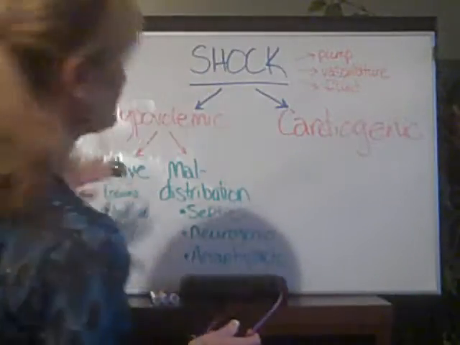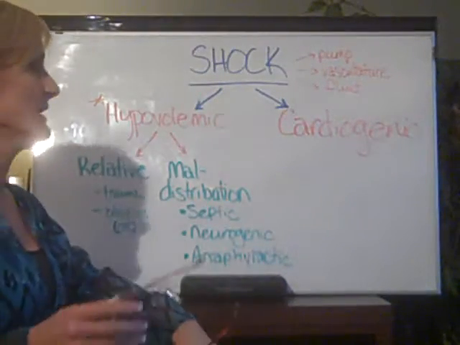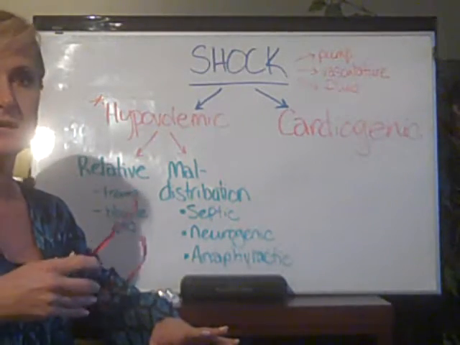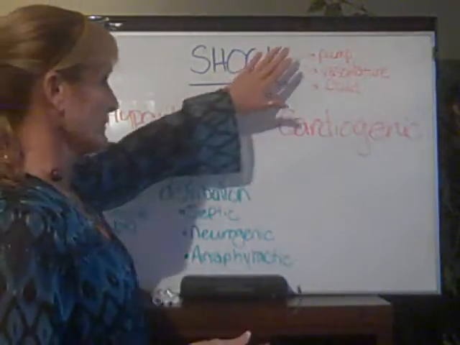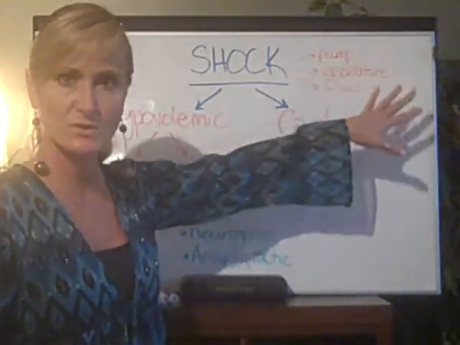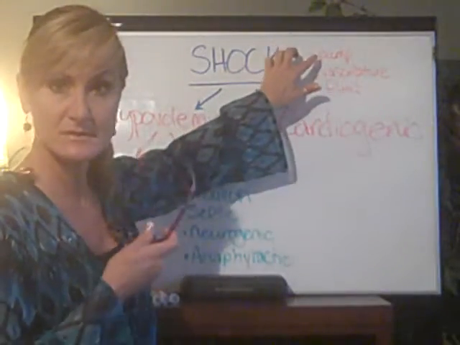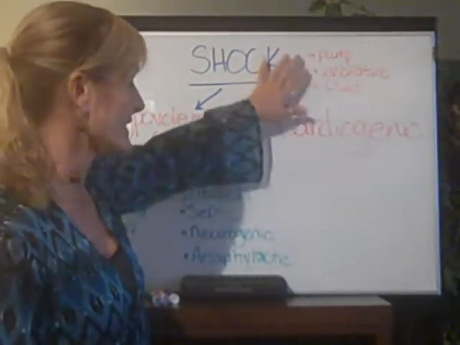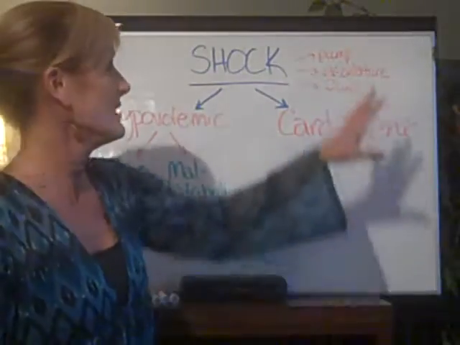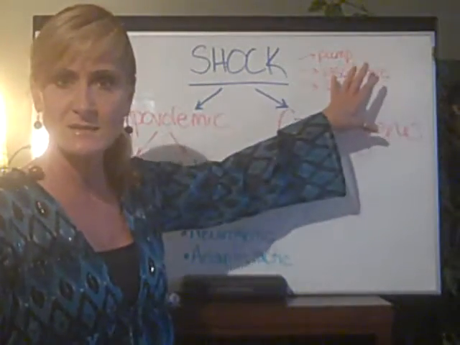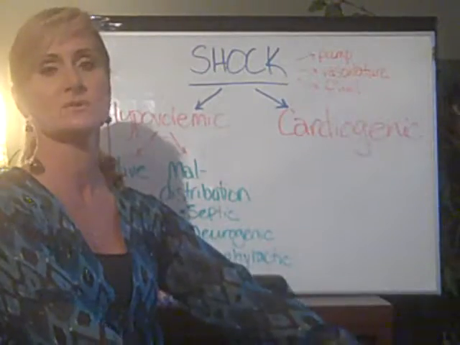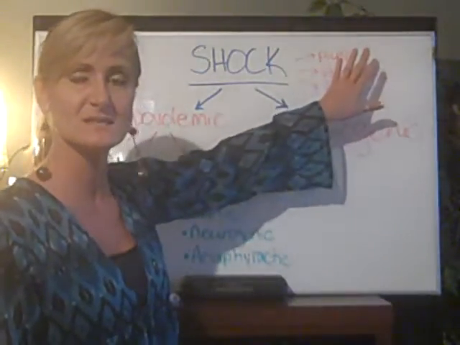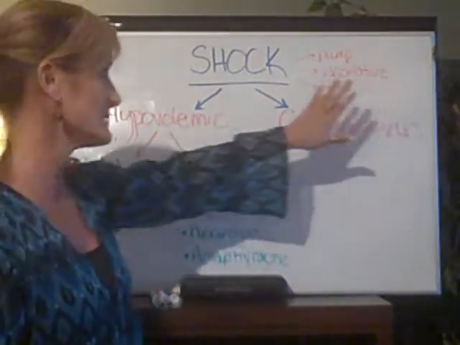So let's talk a little bit about shock. Keep in mind that there are 3 components to the circulatory system, and it is the pump, this is the heart, the vasculature, the arteries and the veins, and the fluid in them. These are the 3 things that are necessary to get the oxygen and the nutrients to the cells. So if you have a failure in any one of these, it can lead to shock, a shock syndrome.